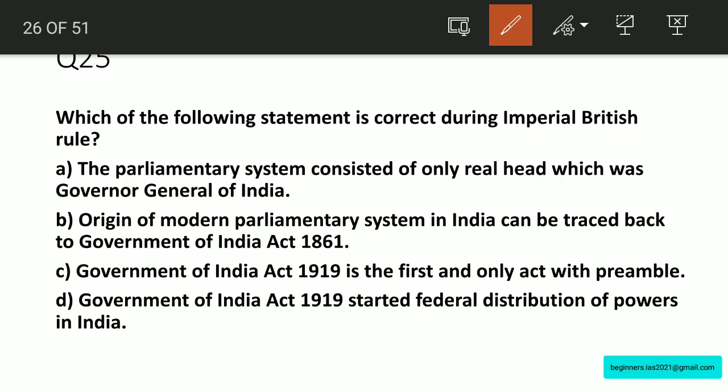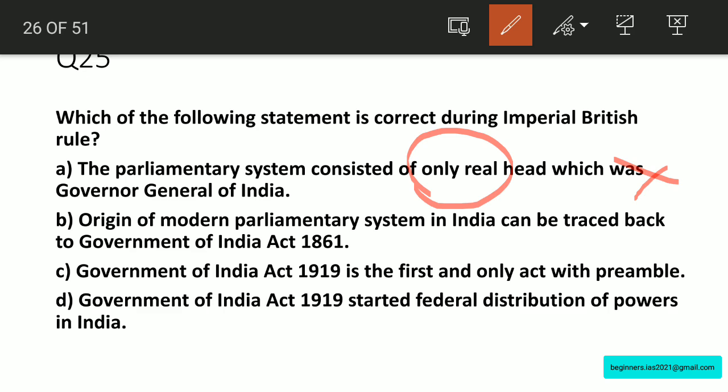D. The Government of India Act started federal distribution of powers in India. See, one has to know the history, that is imperial British rule. The British crown was the real head, therefore not the Governor General of India. It is given that only the real head was Governor General. No, why? The British crown was the real head, therefore this statement is wrong.